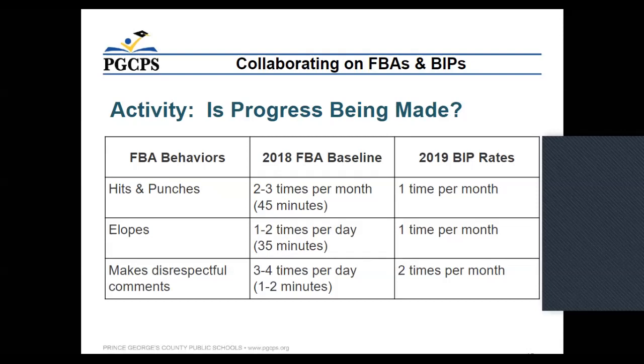When we came back to the table in 2019, based on the information we had, based on the school's behavior charts that they were doing daily, based on the suspension records that we had, the student's current rate was 1 time per month he was striking his peers. On average, 1 time per month he was leaving his assigned location, and 2 times per month it was noted that he was making disrespectful comments. So looking at that data, and you can either unmute your mic or use your chat window, did that child make progress with these behaviors?